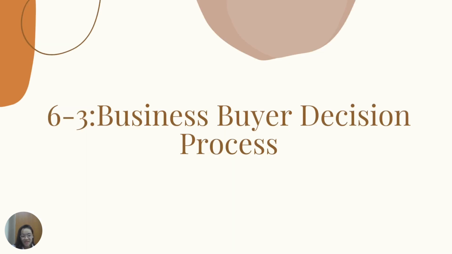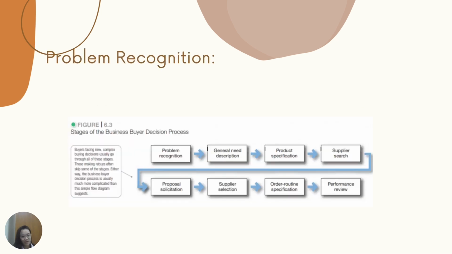Learning objective 3, the business buyer decision process. Figure 6.3 lists the eight stages of the business buying process. They include problem recognition, general need description, product specification, supplier search, proposal solicitation, supplier selection, order routine specification, and performance review.